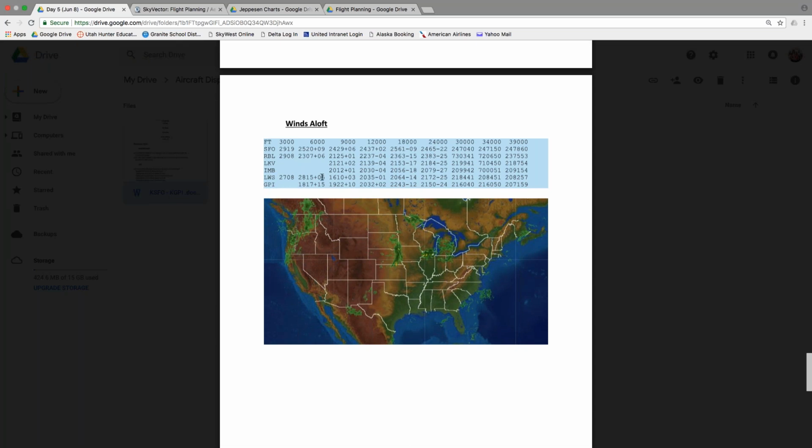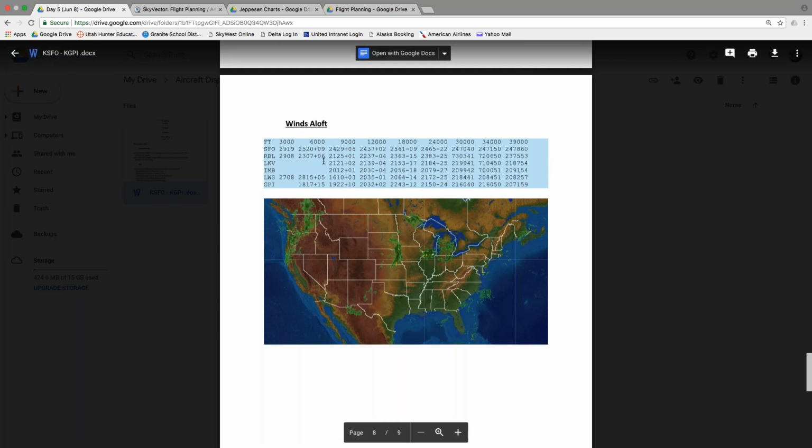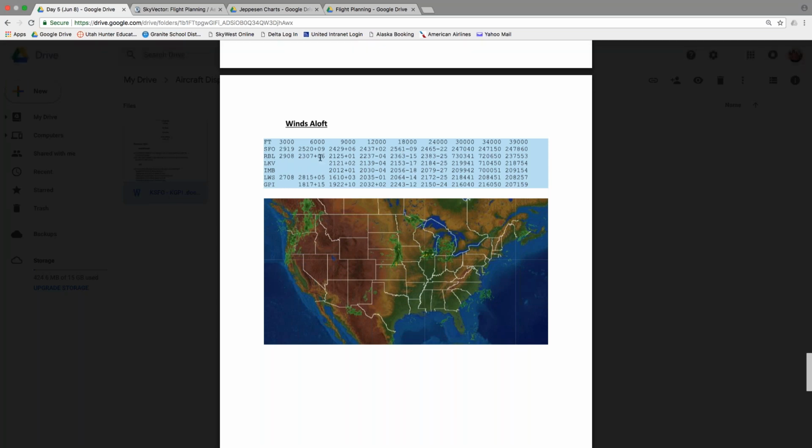Okay, so we know in our climb we're going from San Francisco to Red Bluff, and Red Bluff's where we top out. So let's take Red Bluff to Lakeview, or actually we can look at Red Bluff all the way to Kimberly VOR here at 39,000 feet. We can use that for our ISA deviation.